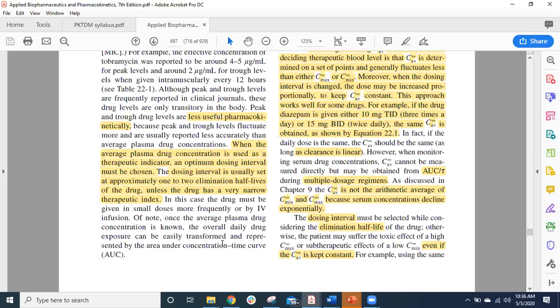But when it comes to a wide therapeutic index drug, we give a higher dose, because we are not very concerned about toxicity, as the drug is considered safe. We also decrease the frequency. That means we also increase the interval.